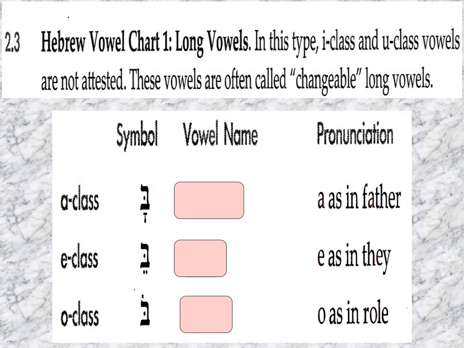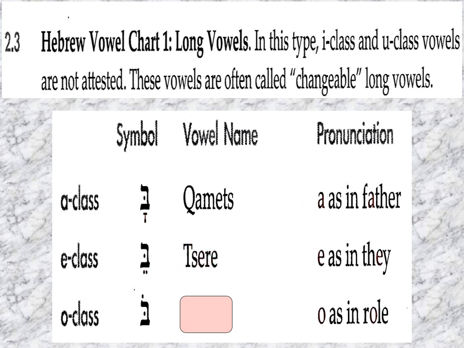Let's try to review some of our long vowels. Remember, these are changeable. That'll be important as we move forward in seeing how vowels can transform when words have prefixes or suffixes added to them. So for our long vowels, A class, what is the name of that? Good. Comets, ah, as in father. Comets. Ba, if we were to pronounce it with the bait with the dagesh lene. Next for the E class, what is that?